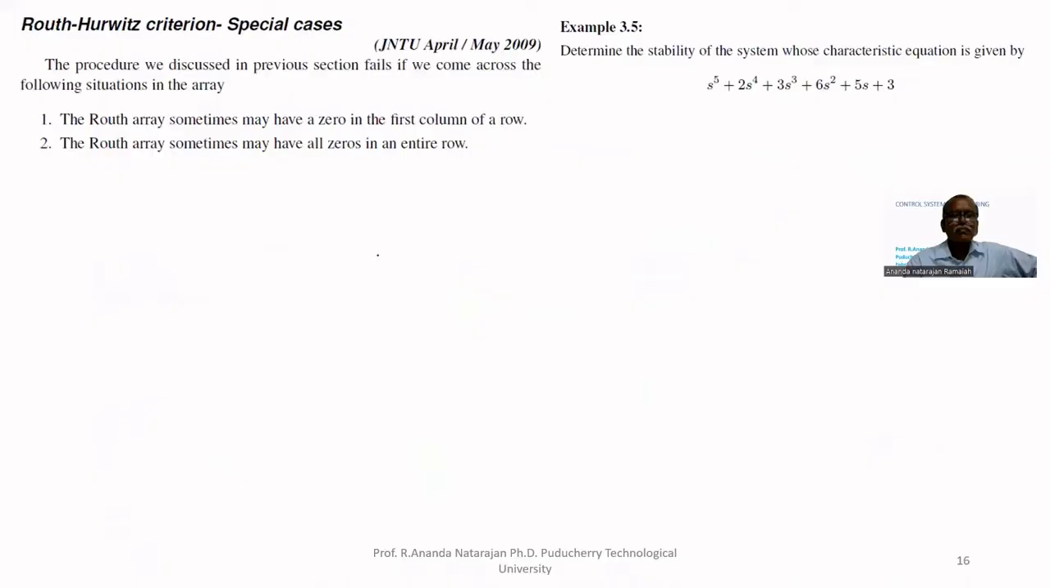So there is a procedure to find the location of poles, whether it is on the right hand side or left hand side or on the j omega axis. For that, there is a criterion called the Routh-Hurwitz criterion. Let us see that.